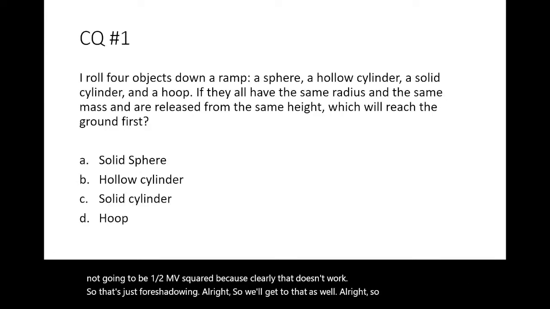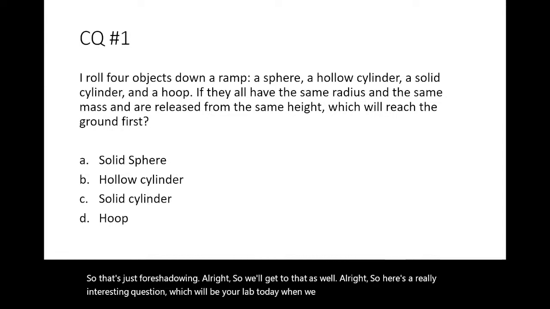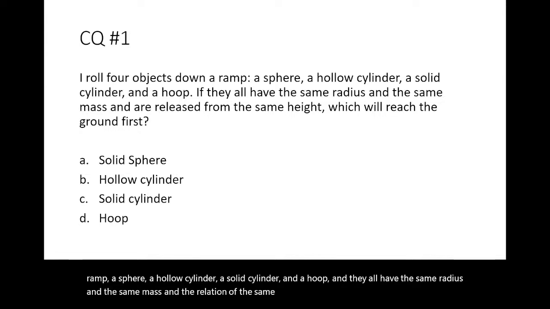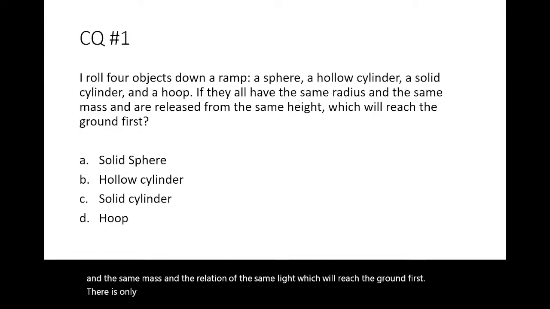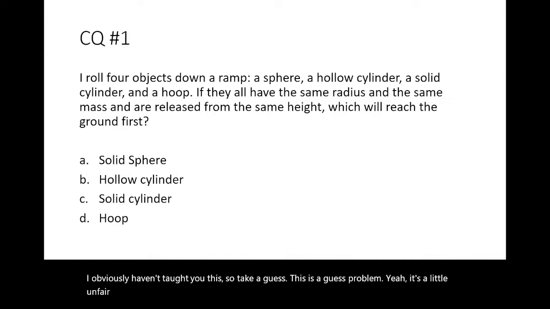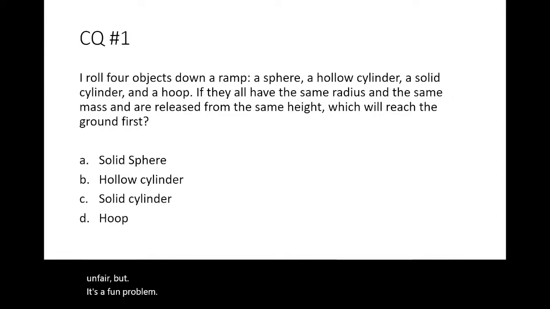All right, so here's a really interesting question, which will be your lab today. I roll 4 objects down a ramp. A sphere, a hollow cylinder, a solid cylinder, and a hoop. If they all have the same radius and the same mass and start from the same height, which will reach the ground first? There is only one right answer. I obviously haven't taught you this, so take a guess. This is a guess problem. It's a little unfair, but it's a fun problem. Solid sphere, hollow cylinder, solid cylinder, or a hoop.